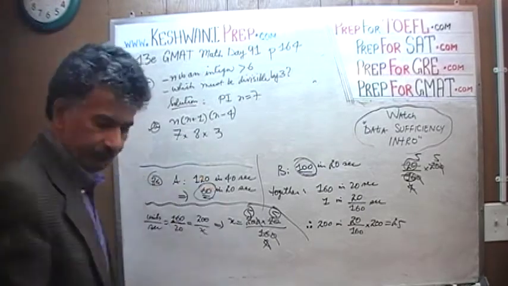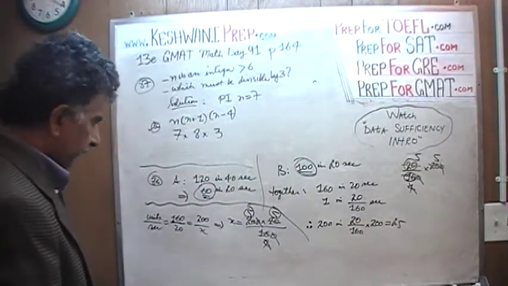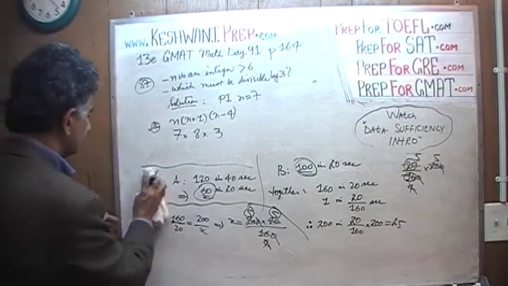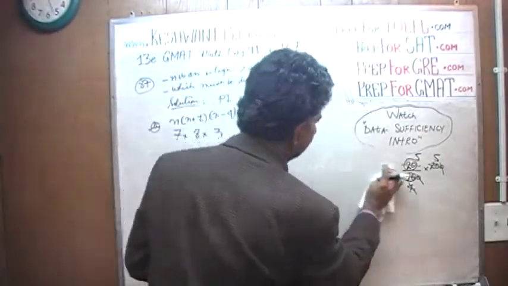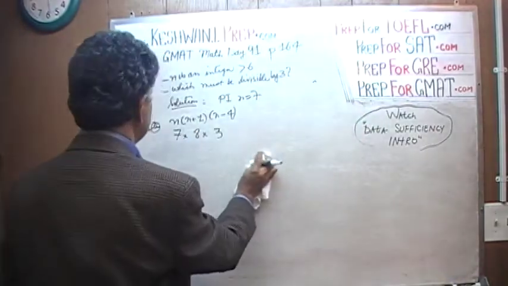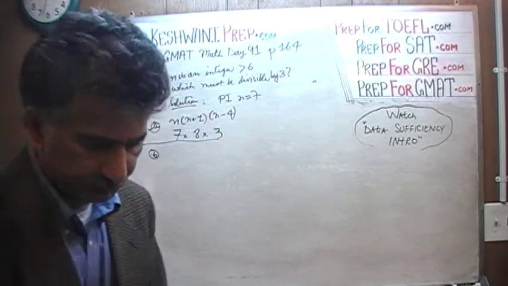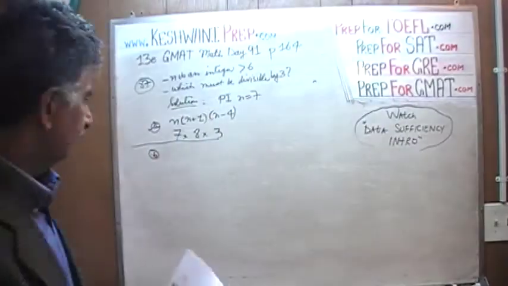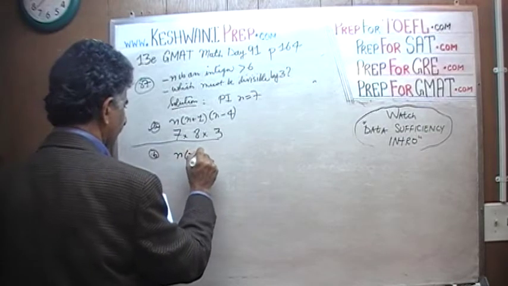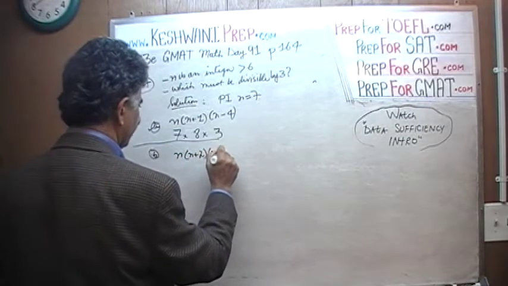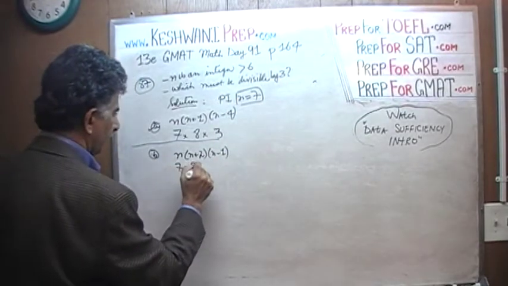Let's take a look at answer choice B. B says n times n plus 2 times n minus 1. Remember, our n equals 7. So it's 7 times 9 times 6.